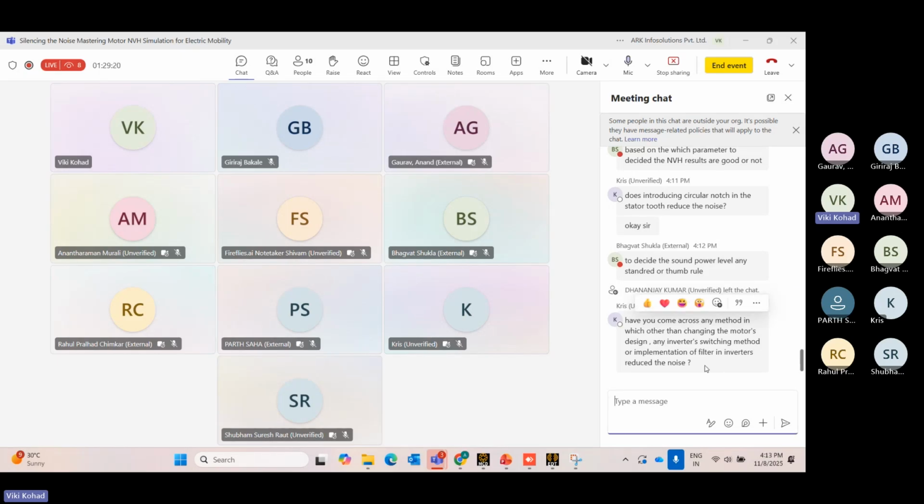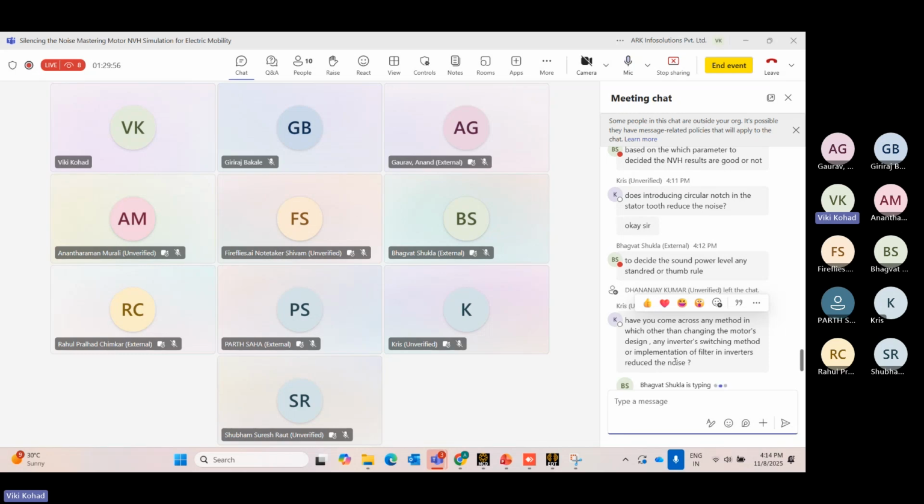Yeah, this method is also sufficient. Due to the switching circuit also, noise is generated. So if you fix the inverter switching method, then you can reduce the noise also. But you have to connect the electric motor and the inverter. For that you have to use ANSYS Twin Builder. This is a complete platform where you can couple the different tools of ANSYS.